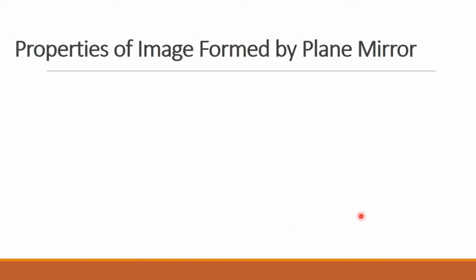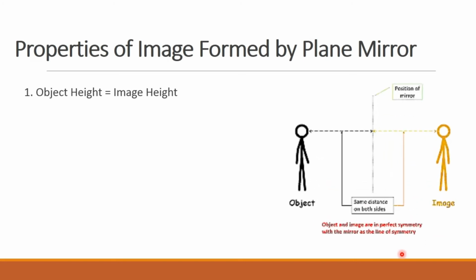Now I will explain to you the properties of image formed by plane mirror. So what is the first property? That is object height is equal to image height. Like you can see here, a person is standing in front of a plane mirror. So this is a plane mirror and the person is standing here. Whatever the person's height will be, the same will be the image height. Suppose the person's height is 5 feet. So image height will also be what? 5 feet.